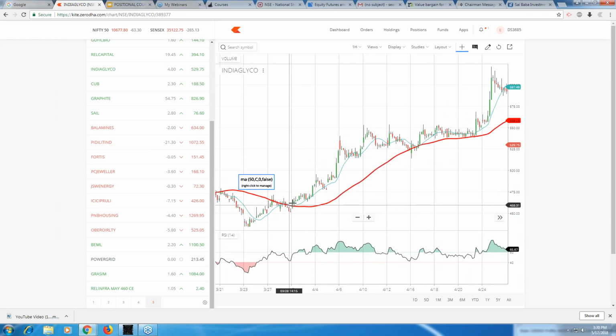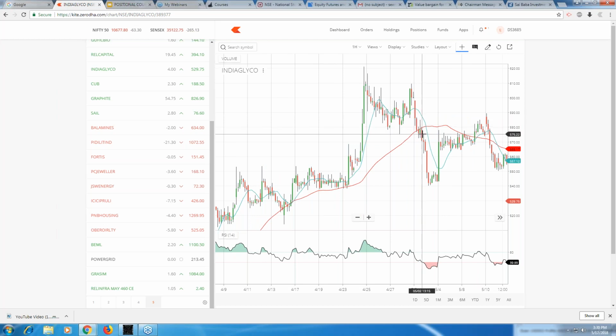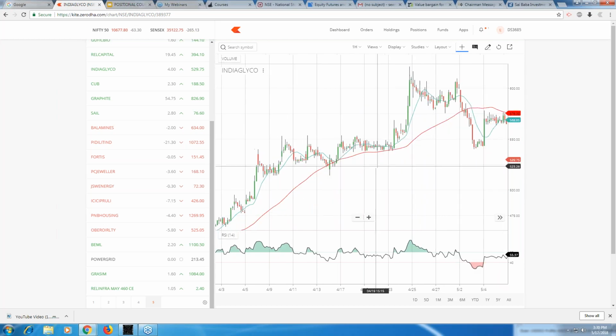Forget about volumes, forget about everything. RSI positive, the price is going above 50 moving average, enter into the stock, take an entry at 460, and where will you exit? At 575, just in a few days, right?